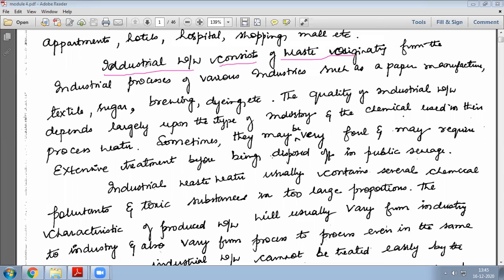So we will talk about this now: what industrial waste contains, where it starts, how it originates, those things. So industrial waste contains waste originating from industrial processes.